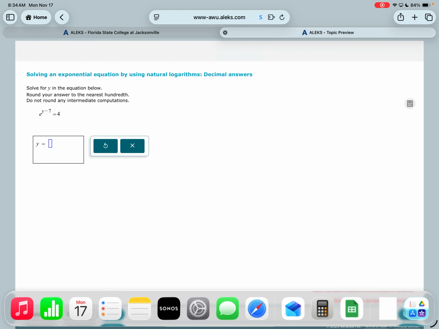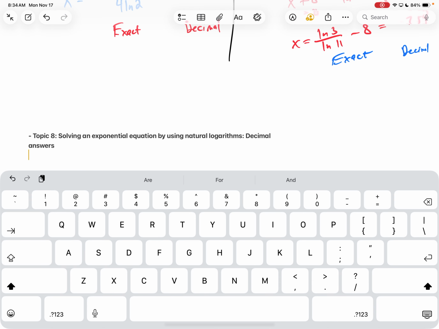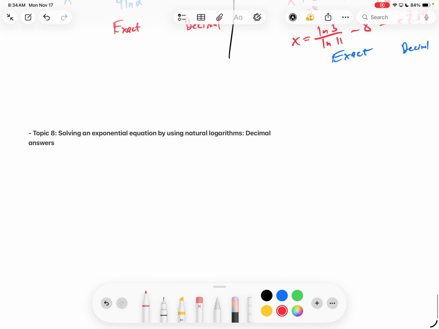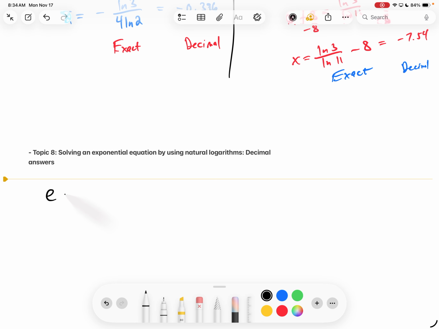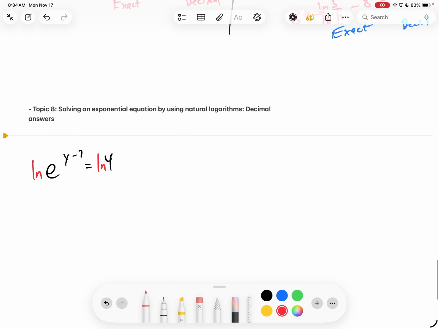Okay. e^(y-7) equals 4. This one is a little bit different. If you have an e in there, my goal is still to manipulate these if I can, which I can't because it's an e. So I need to drop this down. The way I drop that down is I'm going to take the ln of both sides. That allows me to take this and drop it down. So I have y minus 7 times the ln of e equals the ln of 4.